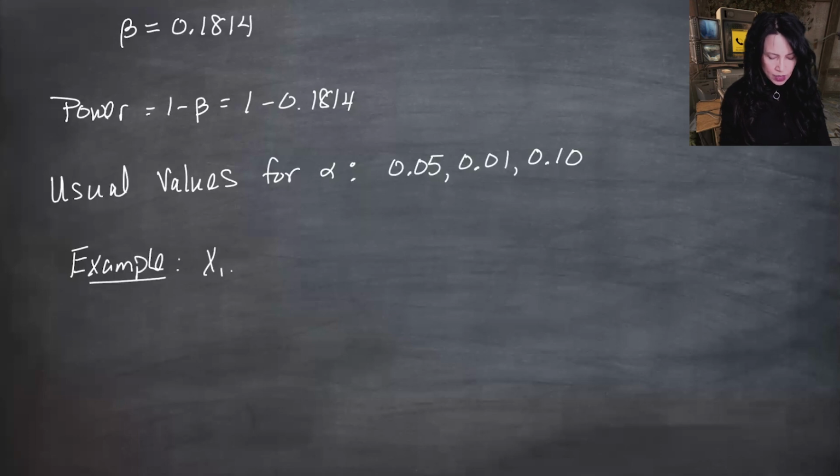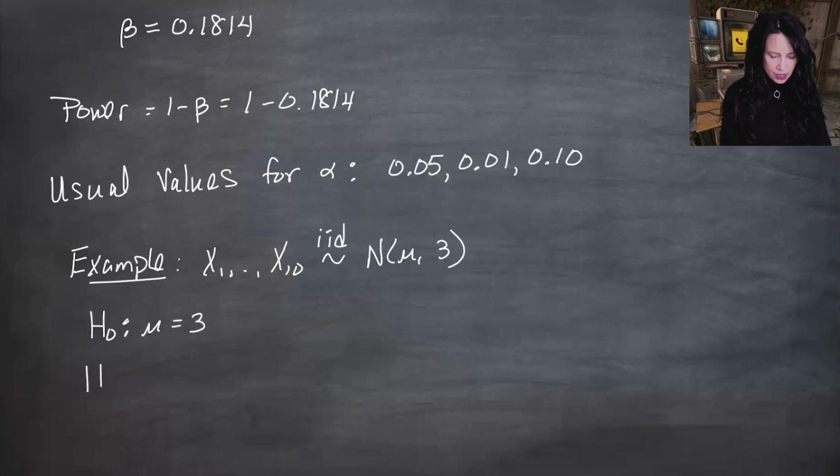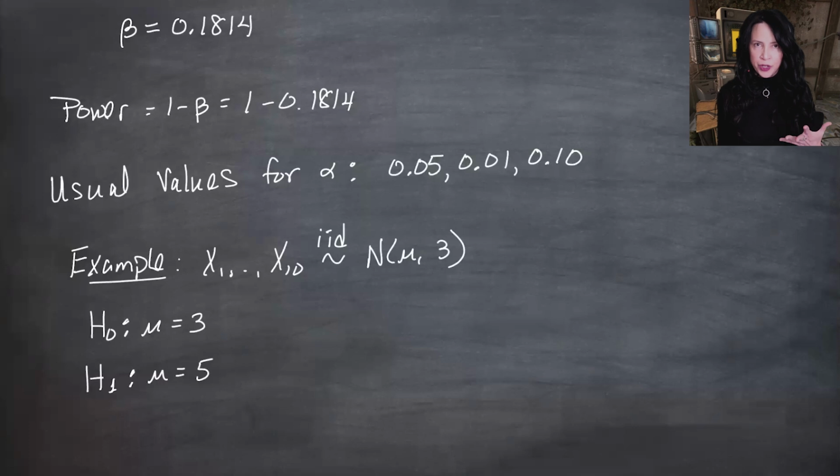I've got x1 out through x10, IID, normal, mu 3. The null hypothesis is going to be that mu equals 3. The alternative is going to be that mu equals 5. And those are all the possibilities you get to work with.